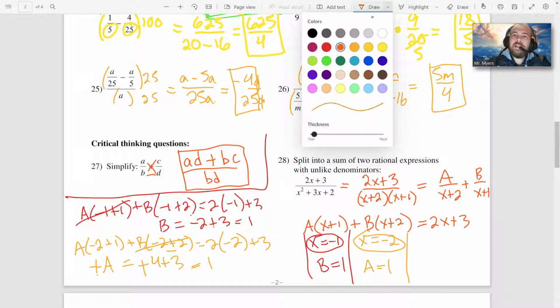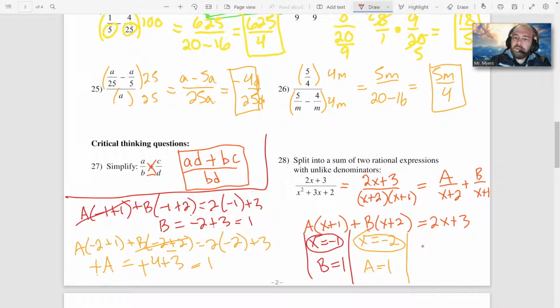So now we just rewrite it. Well, it turns out it was just 1 over x plus 2 plus 1 over x plus 1. Apparently that was it. That was all it took. So that is the answer. Da, da, da, da. And if you guessed that, then you are a genius.